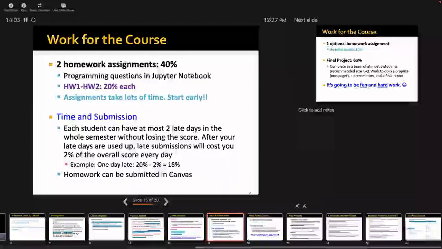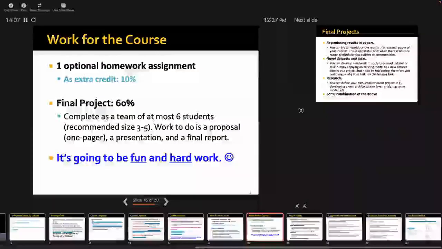So these are 2 homework, and probably there will be an optional homework assignment. This will serve as extra credit. The tentative extra credit will be 10%. This will add up to your original score. Of course, if you're already at 100%, then never mind. So these are the optional homework assignment.